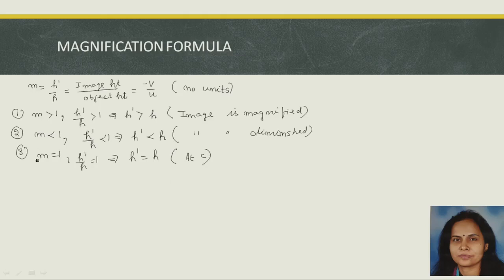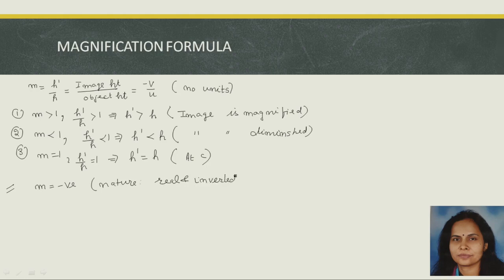Now this was all about the magnitude. Now there's another set of information we can get from the magnification, from its sign. Suppose m is negative. In that case, we can conclude that the nature of the image here is real and inverted.